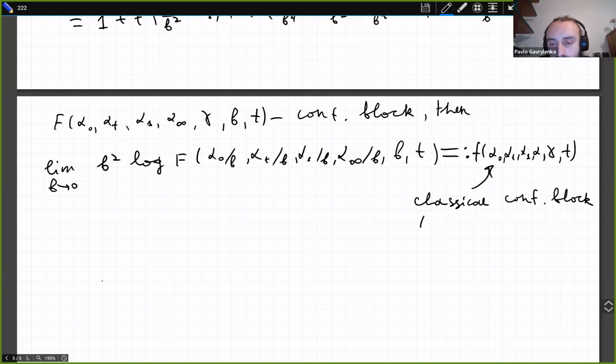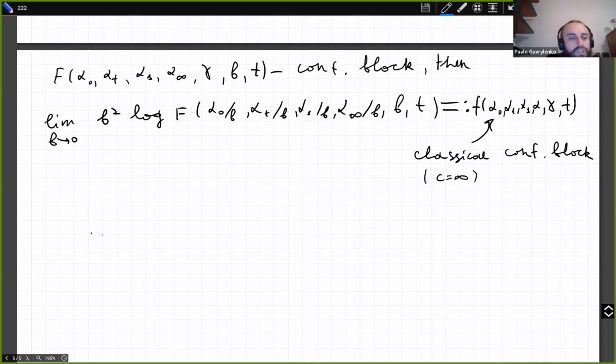So classical, or it's also called c equals infinity. And by the way, there is the following remark. Yeah, you might remember that there was also the Gavrylenko limit.